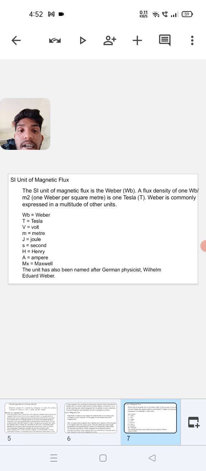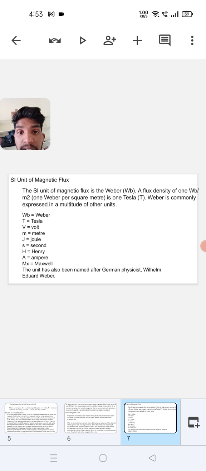SI units of magnetic flux. The SI unit of magnetic flux is the Weber, Wb. A flux density of 1 Weber per square meter is 1 Tesla, T. Weber is commonly expressed in a multitude of other units.